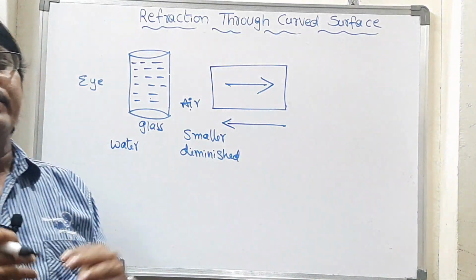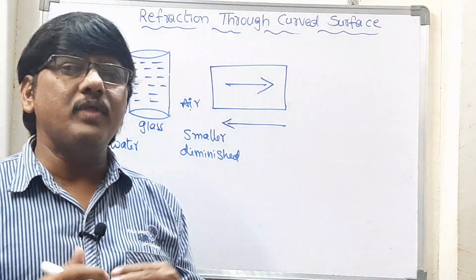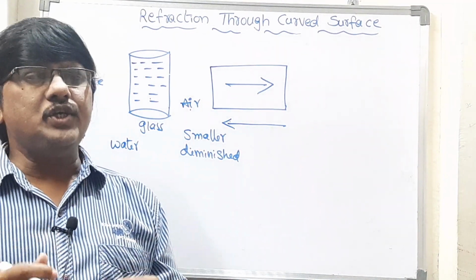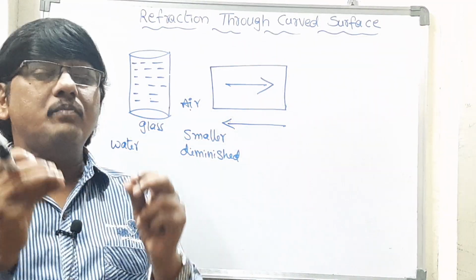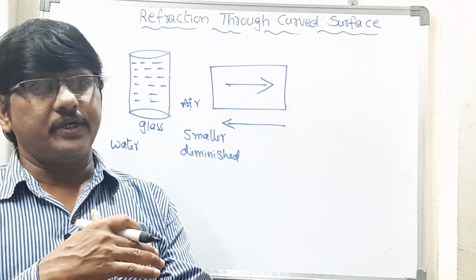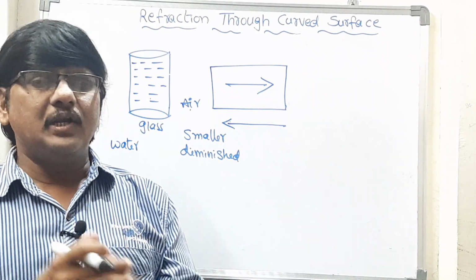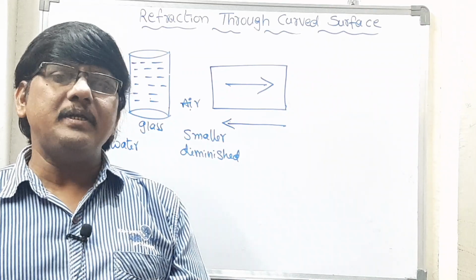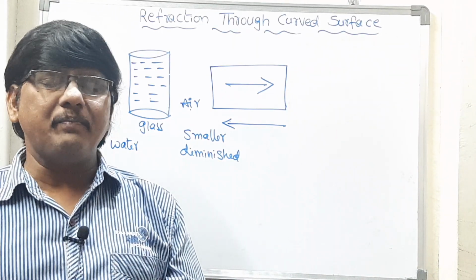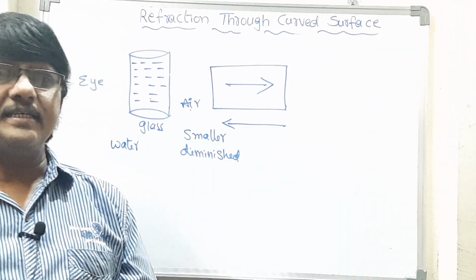There is a continuous change in the speed of the light. Because of that change in the speed of the light, the object appears inverted. This also we can call refraction. Why it is happening like this and how it is happening, all those things we will discuss right now.